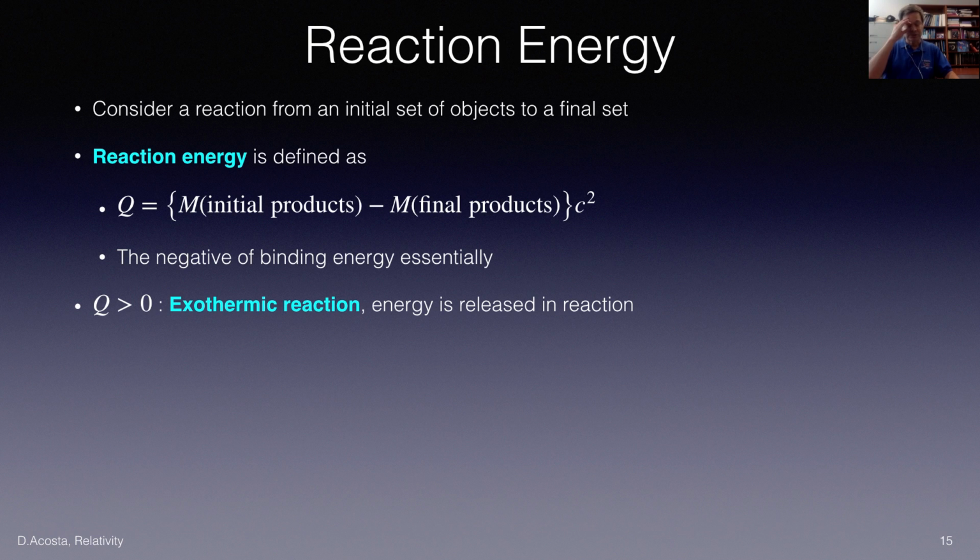If Q is greater than 0, if your reaction releases energy, that reaction is called exothermic. It's the energy released in the reaction, and you may have learned this term in your chemistry classes. If instead it takes energy to make a reaction go, then Q is less than 0, and that's called an endothermic reaction. It requires energy to proceed, just like we had to add energy to break up the deuteron or to break up the hydrogen atom.